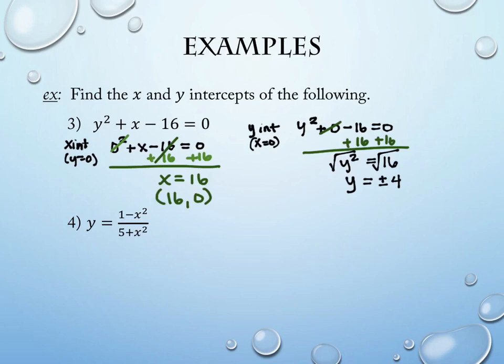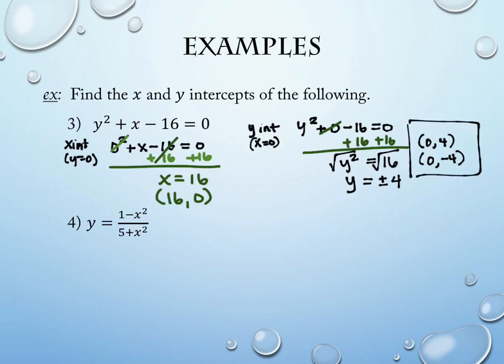Well, because 4 times 4 is 16, right? Right, that's 4 squared. But it's also true that negative 4 times negative 4 is also 16, isn't it? So that's what happens when I take square roots, is that I get positives or negatives because negatives cancel out when they end up multiplying by each other. So I end up getting 2 answers. So over here, my y-intercepts, I actually get 2 values. I get 0, 4, and I get 0, negative 4.